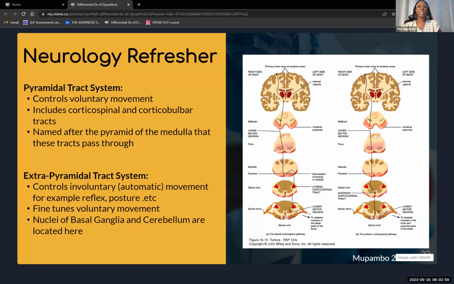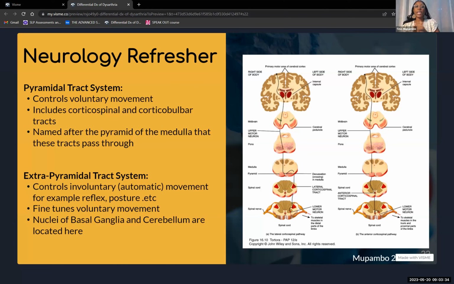And this is also important because the extrapyramidal system has the basal ganglia and cerebellum as its nuclei. We already know that patients with Parkinsonism, with what I think is a hypokinetic dysarthria, have something up in their basal ganglia. That system that usually fine tunes the movement, the automatic, is being affected. So when patients have Parkinson's, their dysarthria shows up as reduced volume.